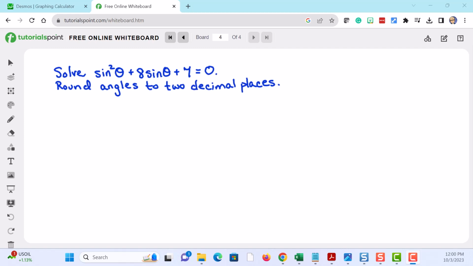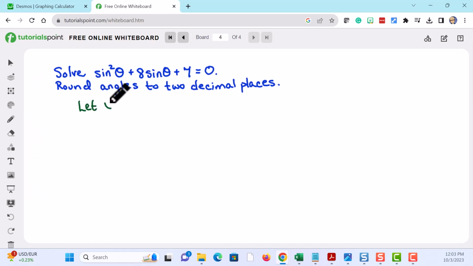In this video, our goal is to solve sine squared theta plus 8 sine theta plus 7 equals 0, rounding our angles to 2 decimal places. Because we have a sine theta squared in this equation, the equation is quadratic. To make it easier to solve, it'll be helpful to make a substitution.